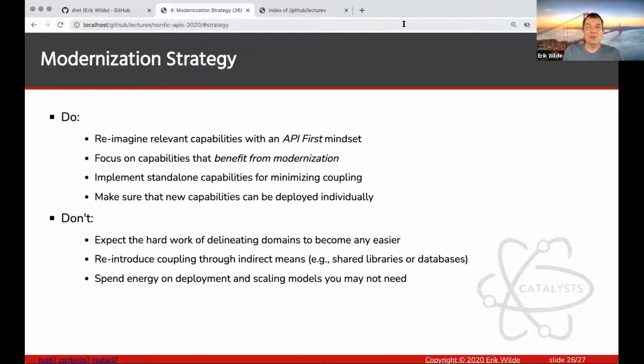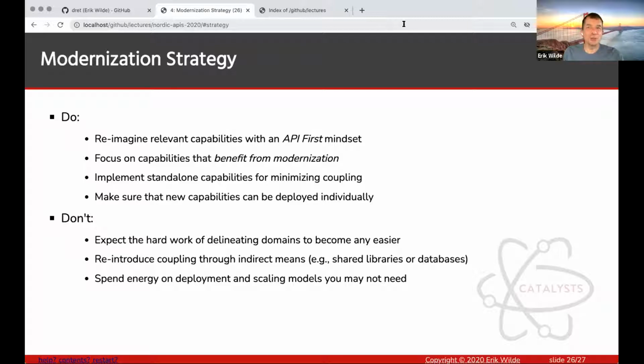And also make sure that when you build those new microservices, that you don't reintroduce coupling in some shape or form by, for example, starting to use shared libraries across those, or sharing databases, or doing things where you start introducing coupling again that you just wanted to get rid of. So just be aware of that facet.